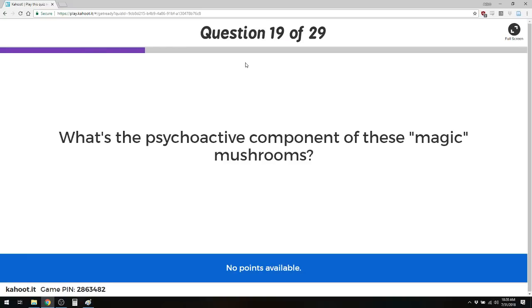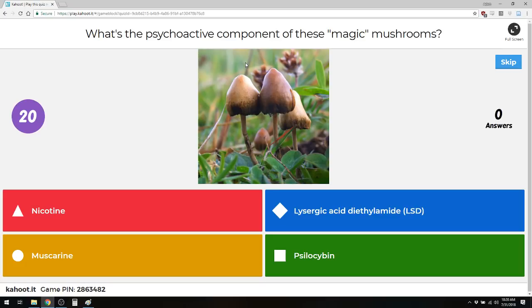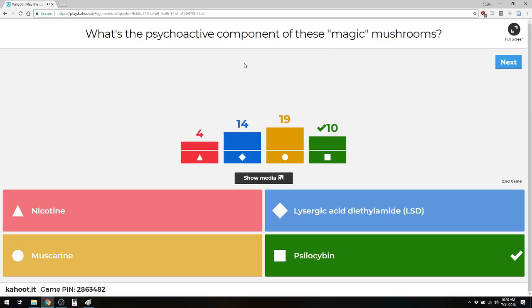What's the psychoactive component of these magic mushrooms? Is it nicotine? Is it lysergic acid diethylamide or LSD? Is it muscarine or psilocybin? A dozen answers go real quick, so I'm assuming you were just guessing and did not actually know that off the top of your head. Wow, not as many well-versed individuals as I would have guessed there.